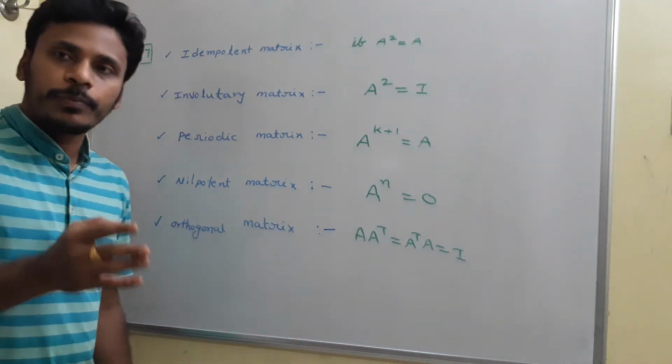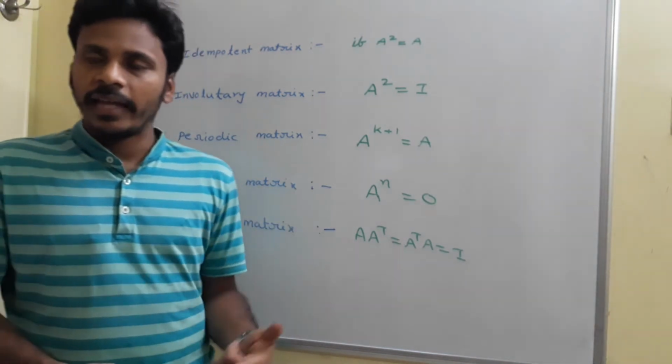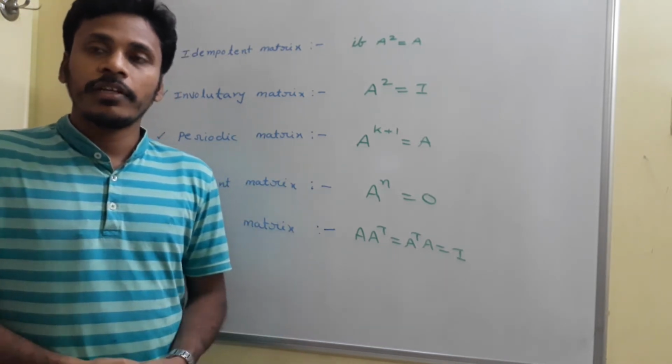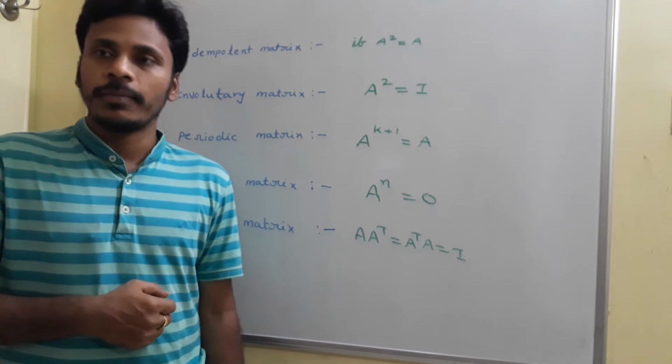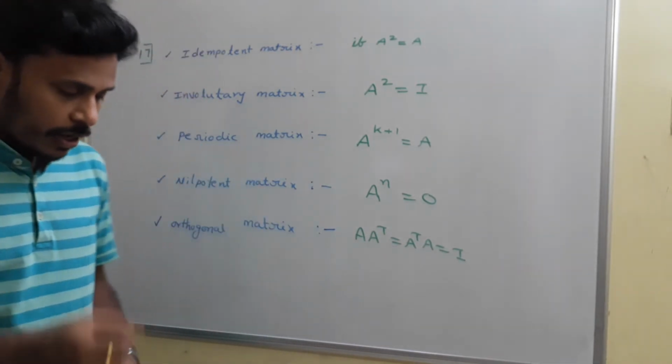I mentioned different types of matrices based on the rows and columns and based on the diagonal elements. In the last class I mentioned two different types of matrices, symmetric and skew symmetric, and in this class some more types of matrices.